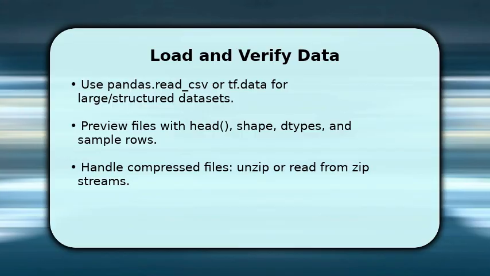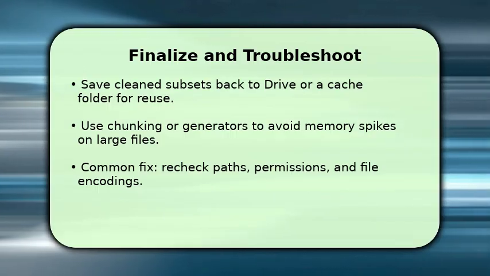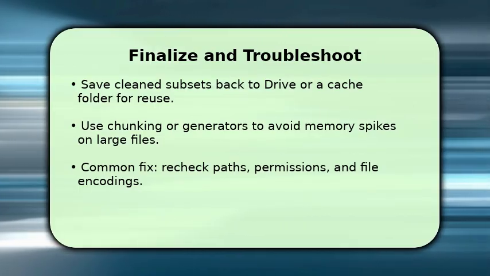Finish by saving processed data and setting reproducible paths so you can rerun experiments. Write cleaned CSVs to /content or your drive, and consider using chunking or generators for very large datasets to avoid memory overload. Make sure to seed randomness and document preprocessing steps in cell comments.